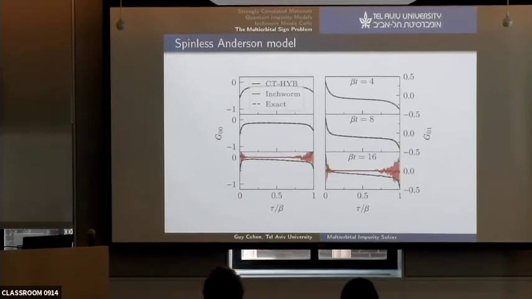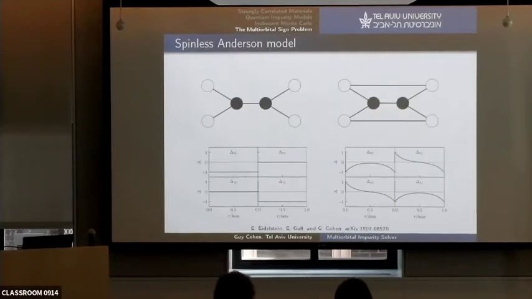But what you see is that essentially in inchworm we continue to get the right result, where CT-HYB breaks down; it's hard to maintain even ergodicity. So this is a very hard problem that we've constructed, especially in order to break CT-HYB. Okay, but it's a minimal problem. This is almost an Anderson impurity model.